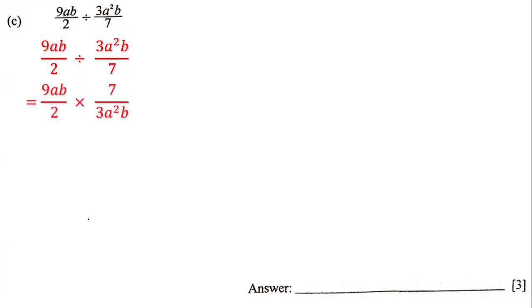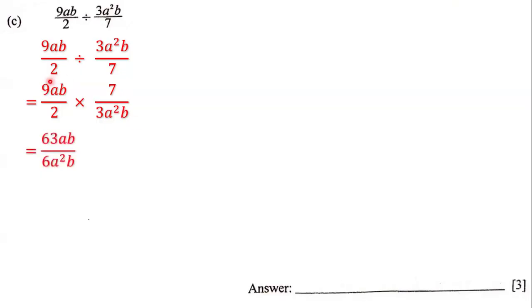And so we do just that. We have 9ab all over 2. This fraction remains unchanged. We take the division sign and turn it into a multiplication sign. And then we have the 7 on top and 3a squared b at the bottom.